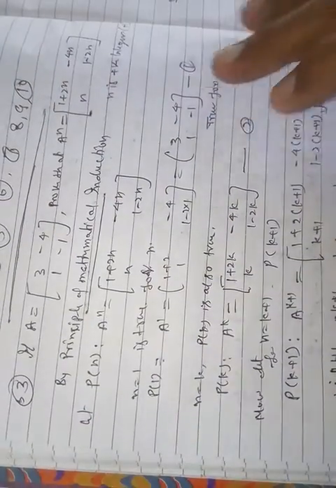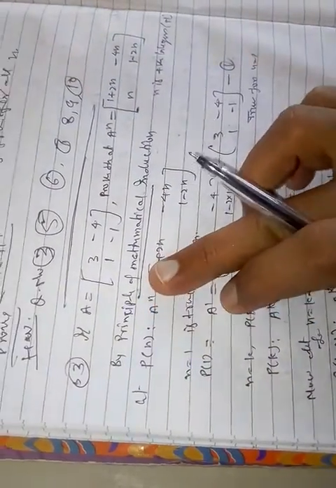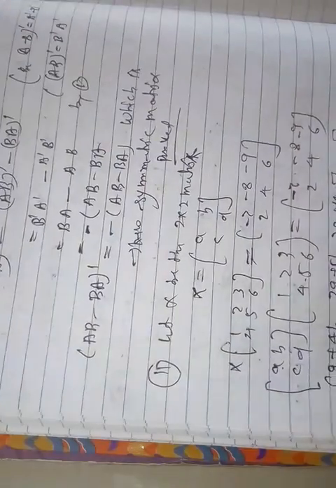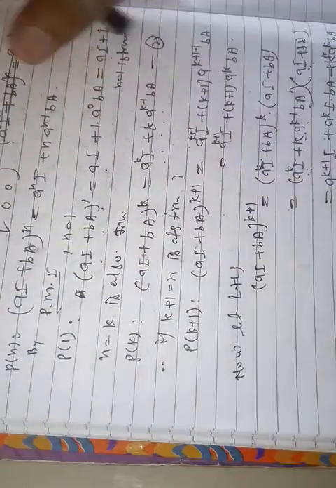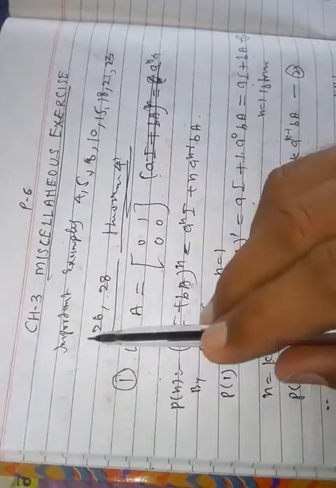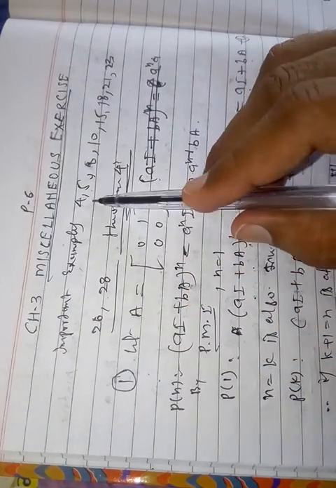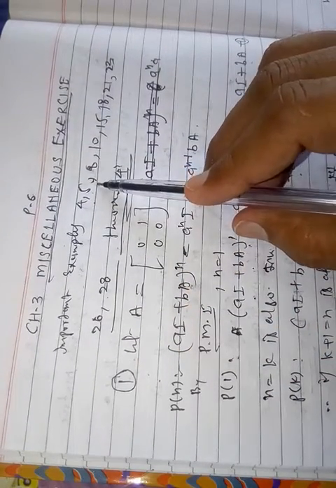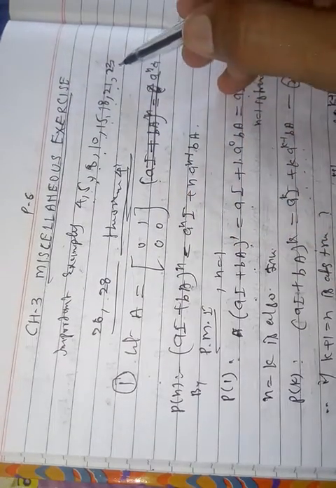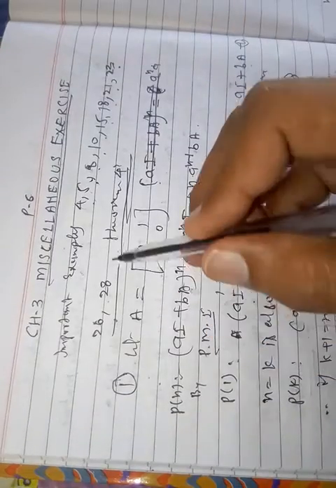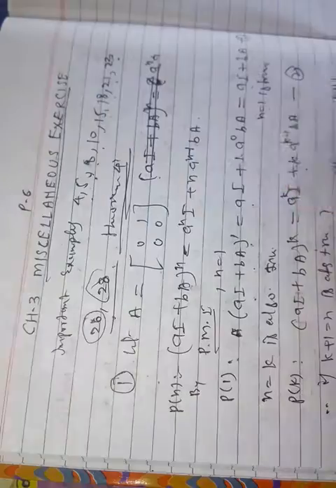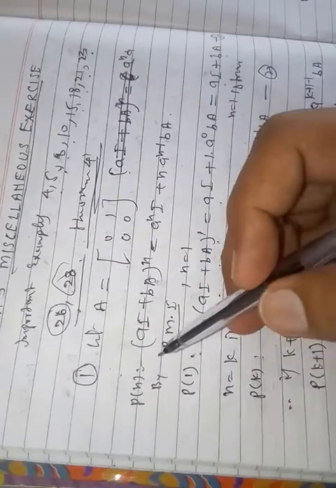Okay, so I already explained this point here. Now the miscellaneous exercise. Important examples: 4, 5, 8, 10, 15, 18, 21, and 23, 26 and 28. Already clear? And question number 1 of the miscellaneous exercise.